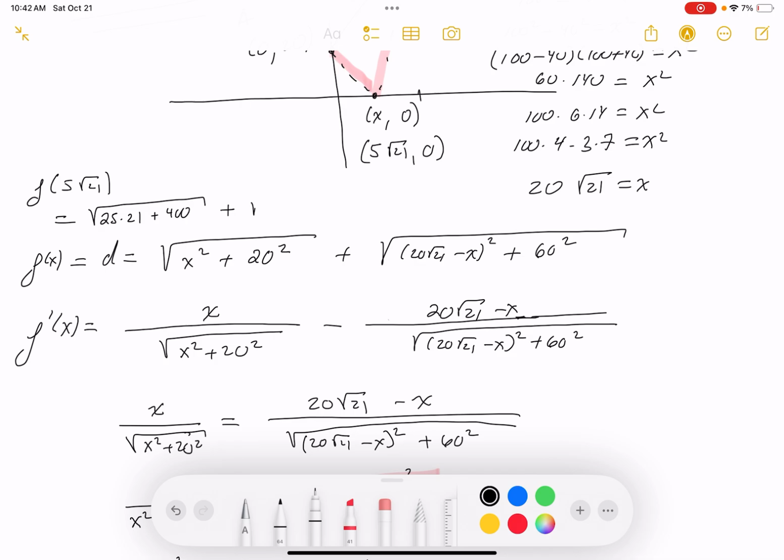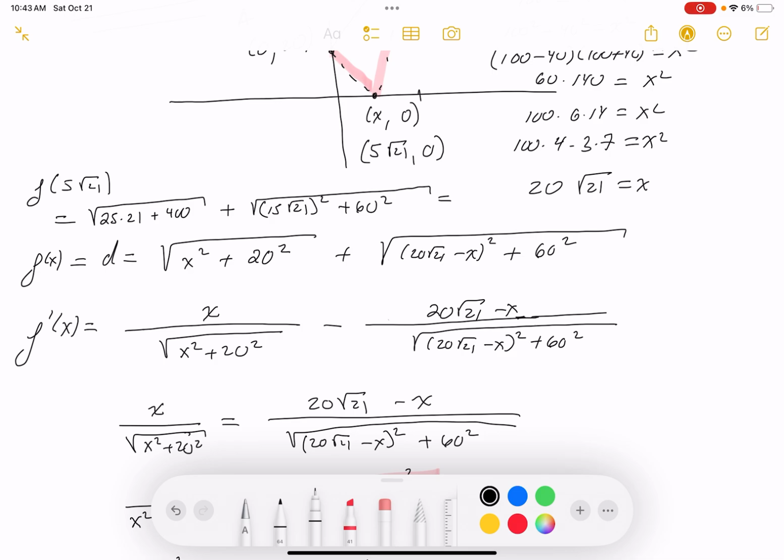plus, let's put this down, and let's see, 20 root 21 minus 5 root 21, which is 15 root 21. And I need to square that, all right? And then plus 60 squared. Now, by the way, I'm not going to go through the arithmetic, but you could. I would do the arithmetic, but right now, getting low on battery, I'm going to say do the arithmetic over here. And this number here should turn out to be approximately about 160, all right?